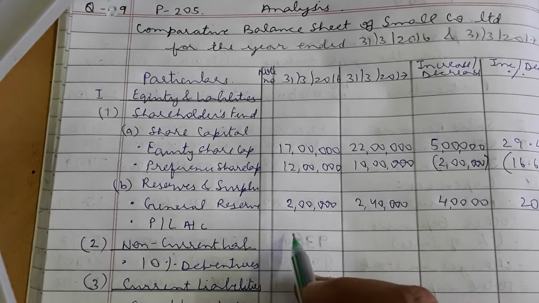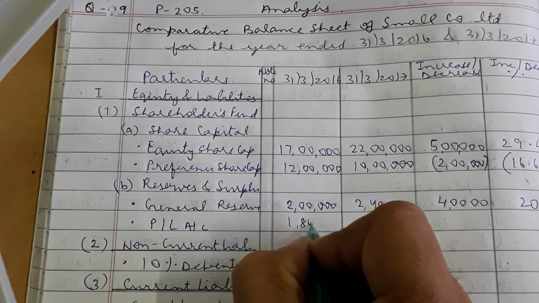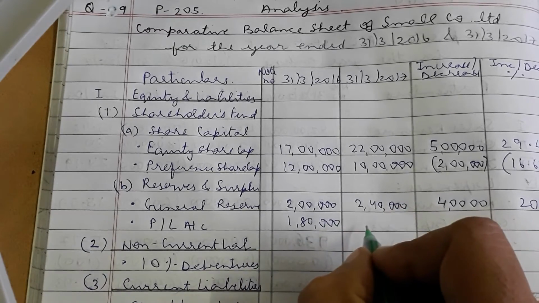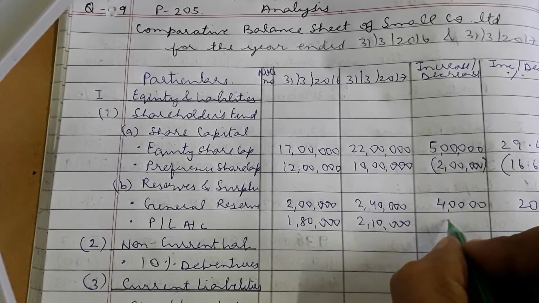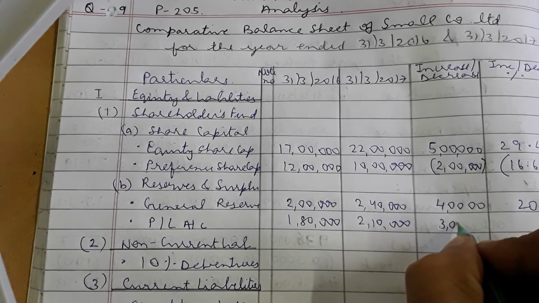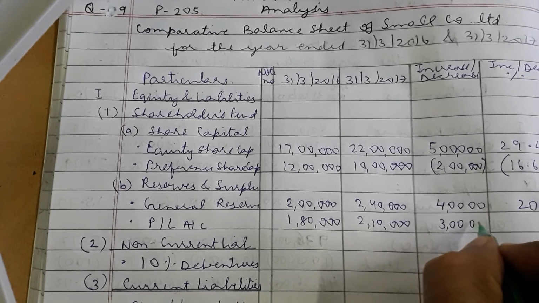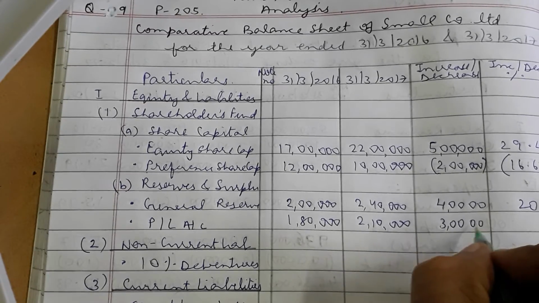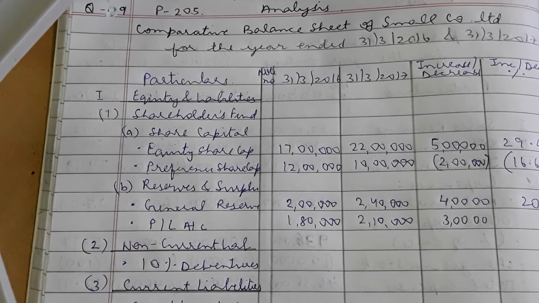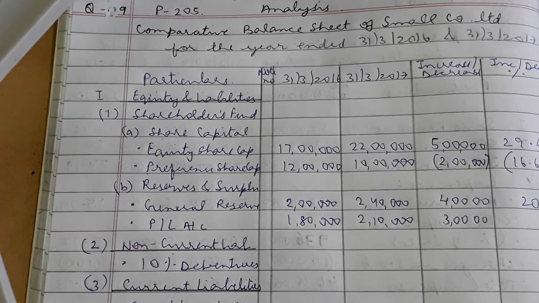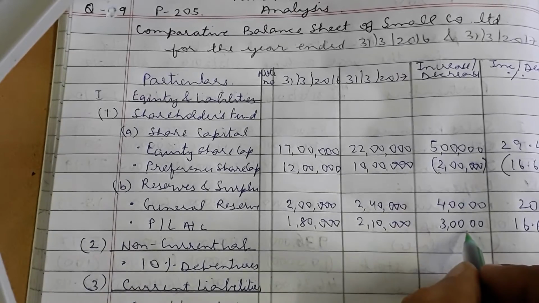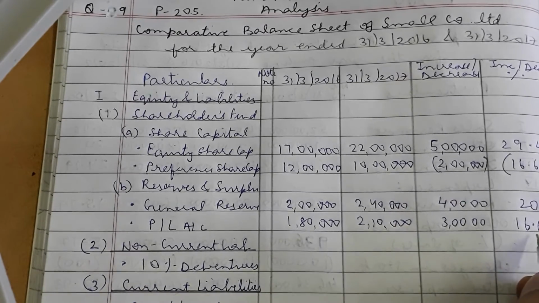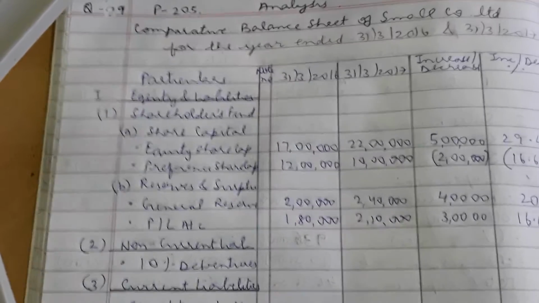Next is profit and loss account. It is given here 1,80,000 and for year 2017 it is given 2,10,000. So profit has increased by 30,000. Again percentage: 30,000 divided by 1,80,000 into 100. It is 16.67%.